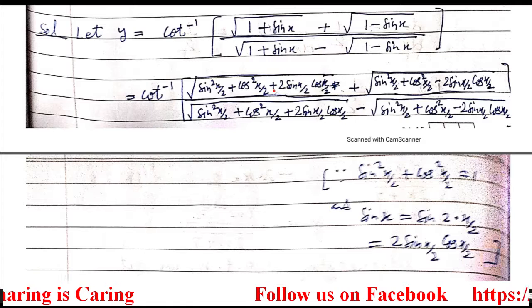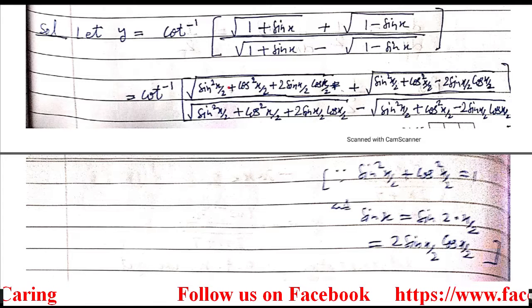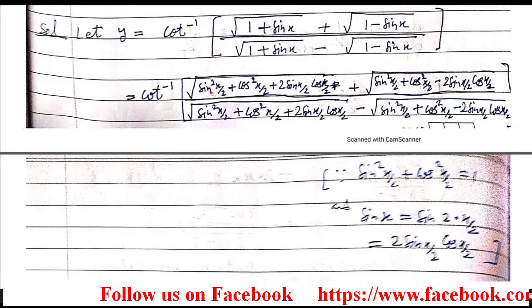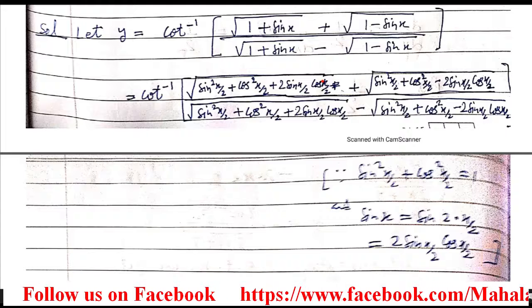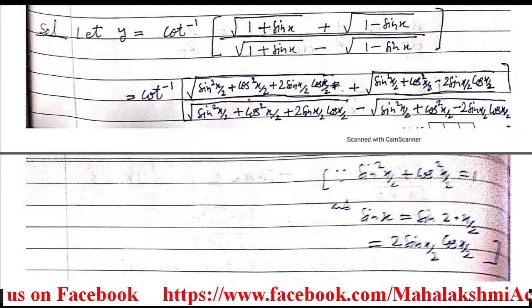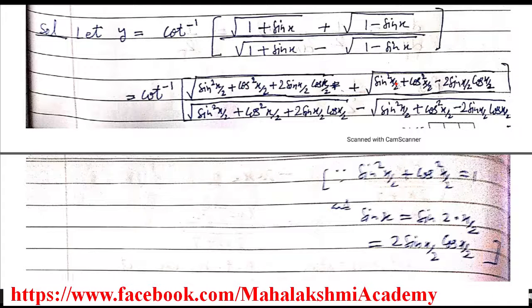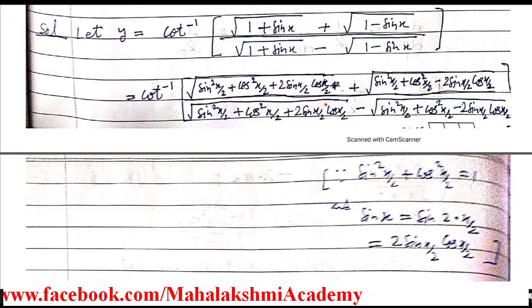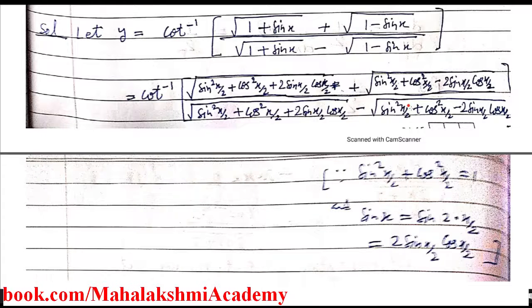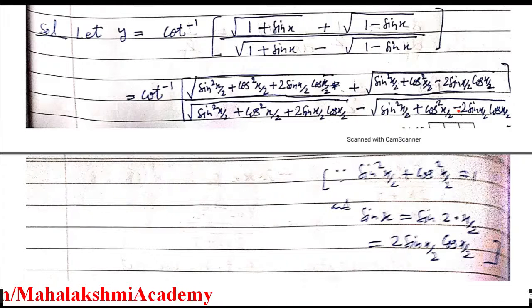Now students, in the next step, when we observe it carefully, it is in the form of a square plus b square plus 2ab, so the whole thing is going to be a plus b whole square, and this one is going to be a minus b whole square, and this is a plus b whole square, and this is a minus b whole square.